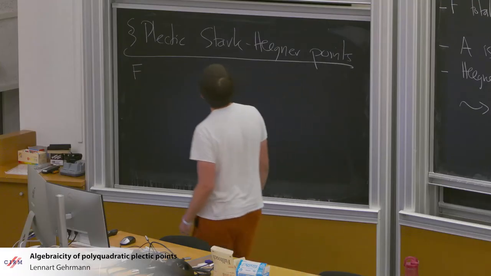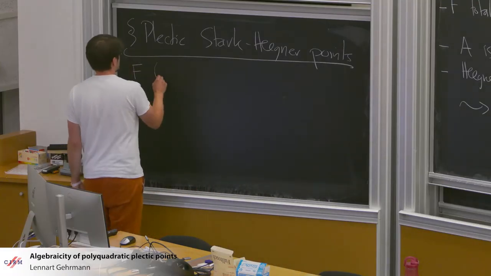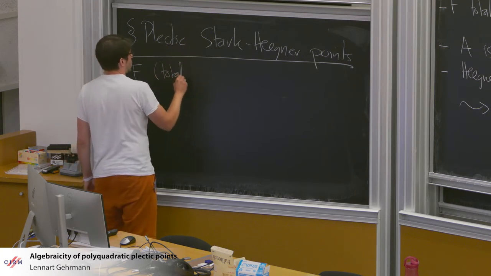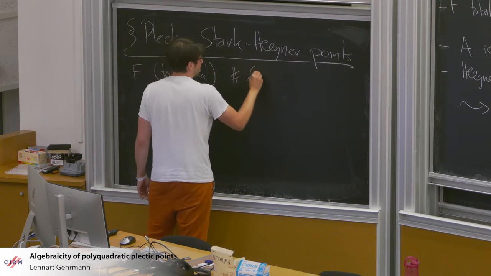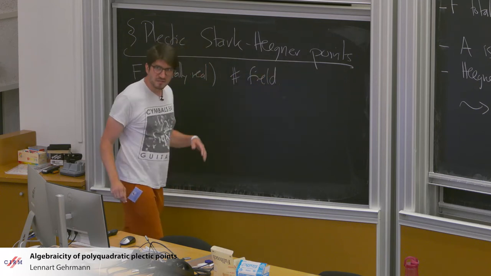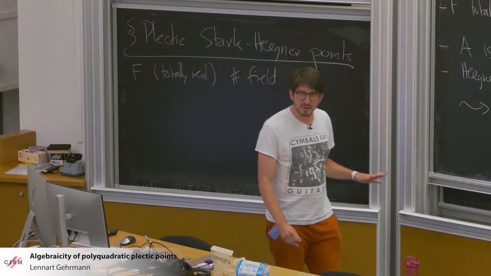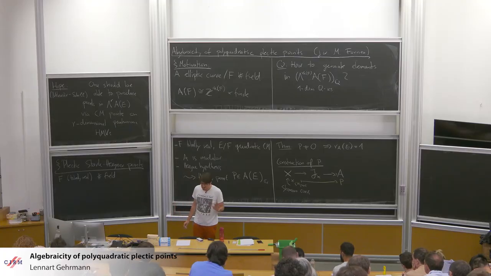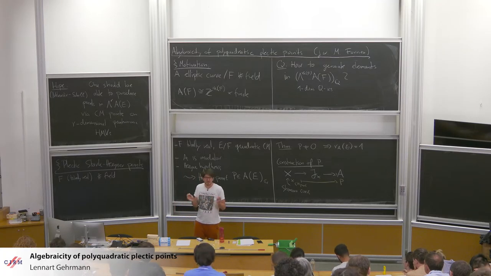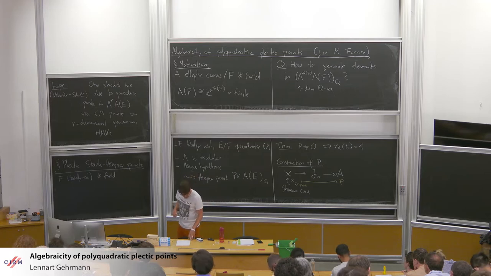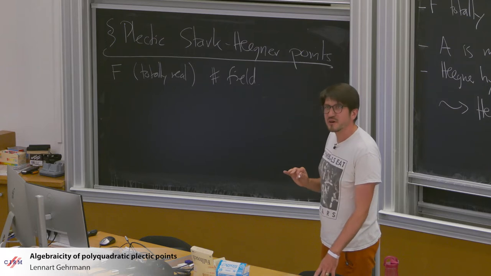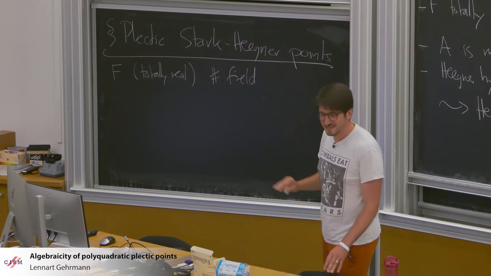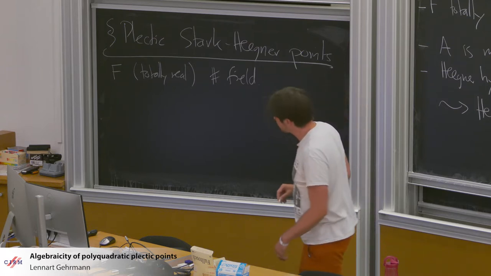So we actually start with an arbitrary number field. Most of the construction goes through for an arbitrary number field, which doesn't have to be totally real, because as I said, we don't use geometry. But some of what I'm going to say would be wrong if F is not totally real, so I just assume this for simplicity.